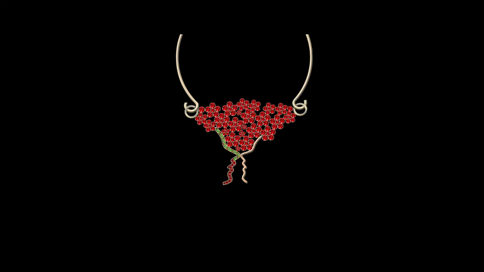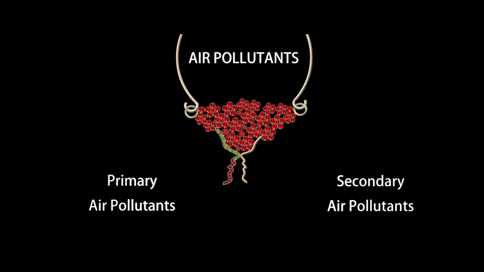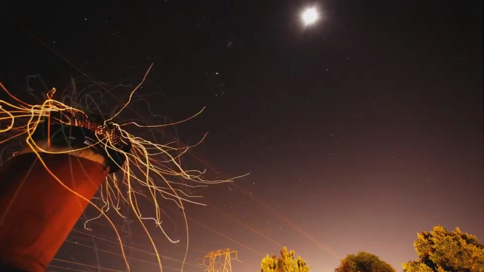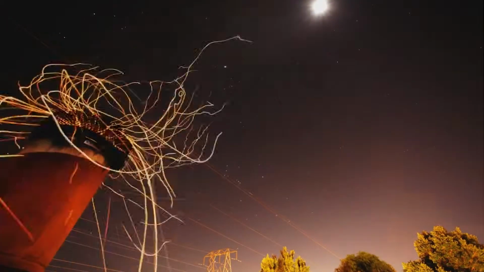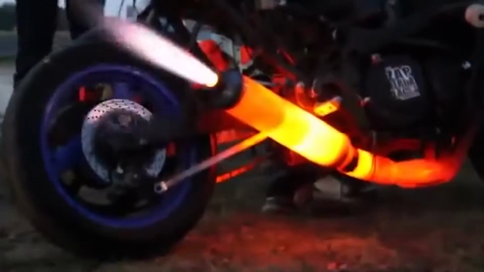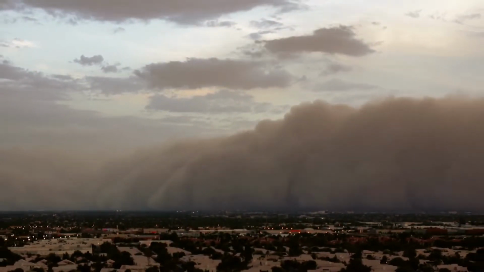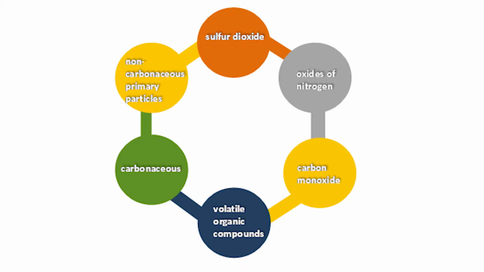First, we will introduce air pollutants. There are two kinds of air pollutants. Primary air pollutants are those that are emitted into the atmosphere from a source such as a factory chimney or exhaust pipe, or through suspension of contaminated dust by the wind. It includes sulfur dioxide, oxides of nitrogen, carbon monoxide, volatile organic compounds, and carbonaceous and non-carbonaceous primary particles.